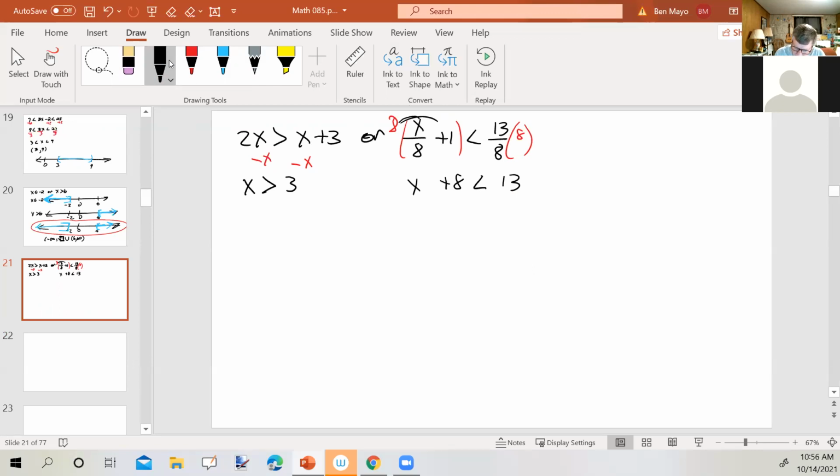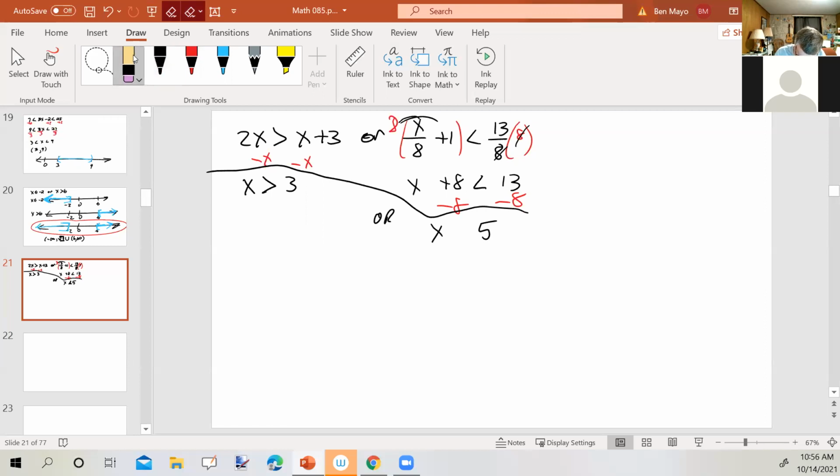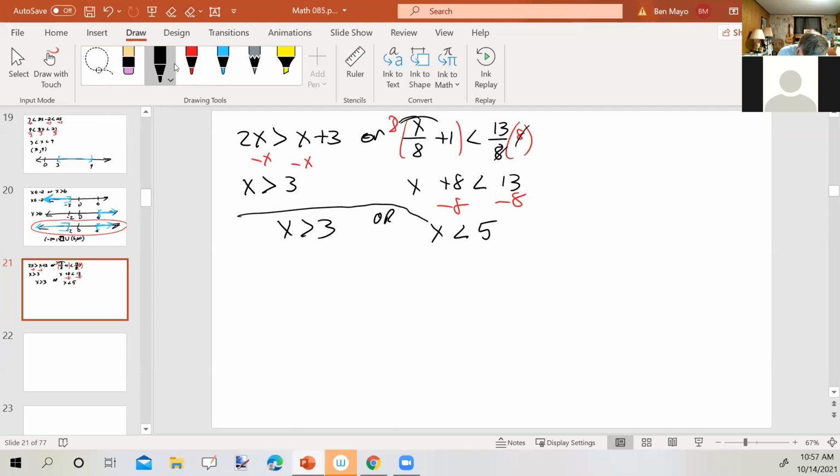8 times x over 8 would be x. 8 times 1 is, excuse me, 8. 13/8 times 8, the 8s would reduce. Okay, so then we're going to subtract 8, and we get x less than 5. So here we have our two inequalities, and they've been solved. In fact, here, let's write this down here. So that's what we're going to deal with. All right.